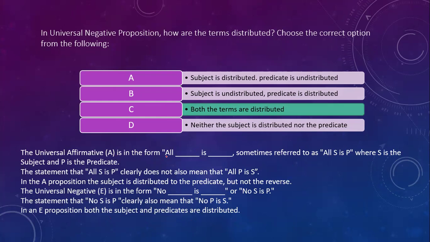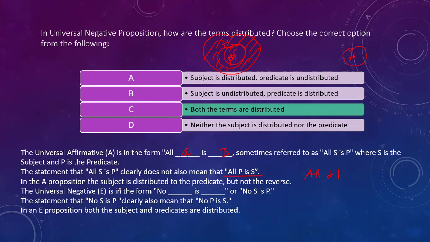The universal affirmative is of the form all S is P, where S is the subject and P is the predicate. The statement all S is P clearly does not also mean that all P is S. The reverse is not mentioned. You can say all S is P, but not all P is S. These are the P that is not part of S. In the A proposition, the subject is distributed but not the predicate. Here in A, the subject is distributed.